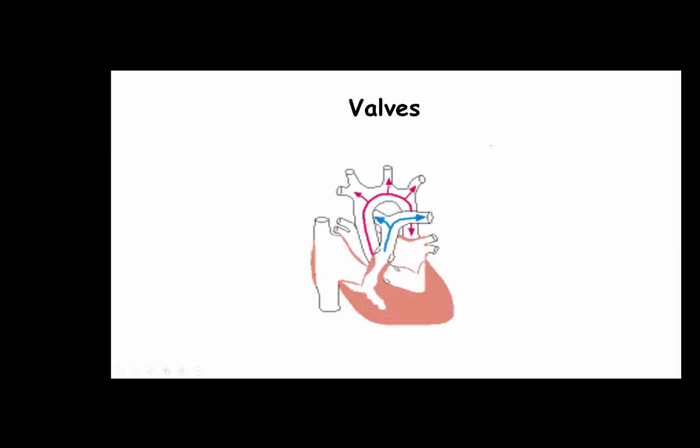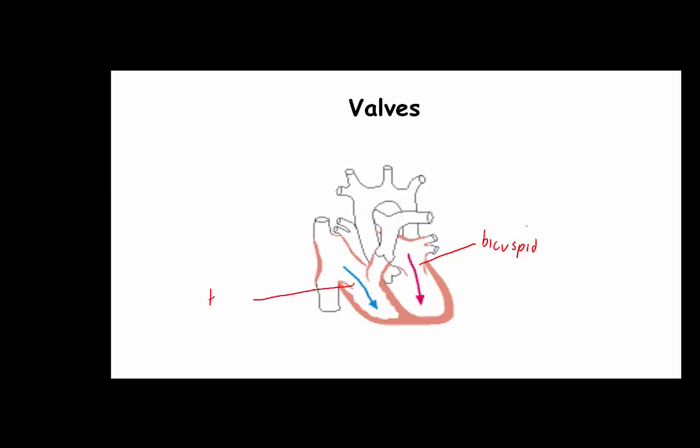And this part just shows you what the valves do. So remember, we've got two sets. Over at this side, we've got the bicuspid valves. Over at this side, we've got the tricuspid. And that is one set of AV valves.